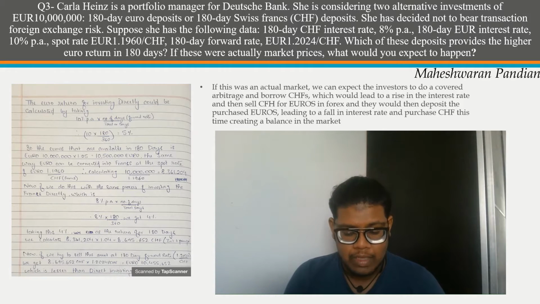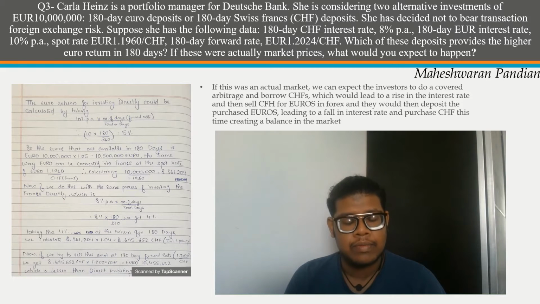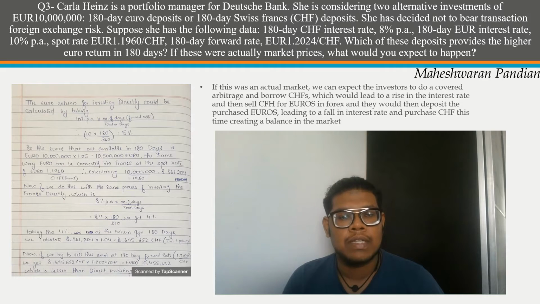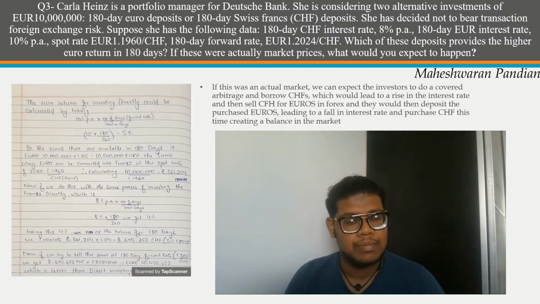Now if we try to sell this amount at the 180-day forward rate of 1.2024, we get 10,455,652 euros, which is comparatively less than 10,500,000. Therefore, in this case, it would be better to opt for directly investing in euros.